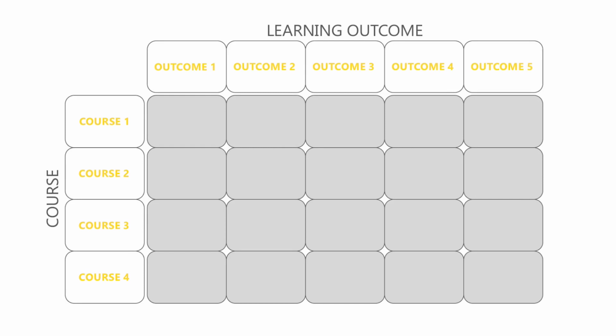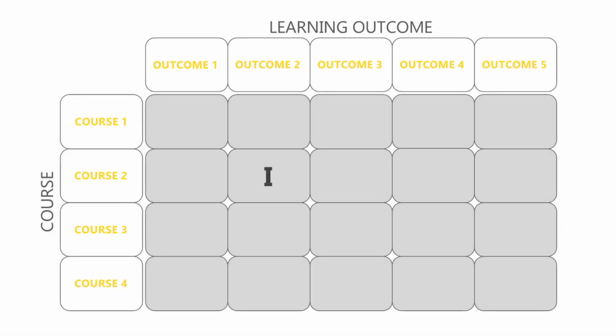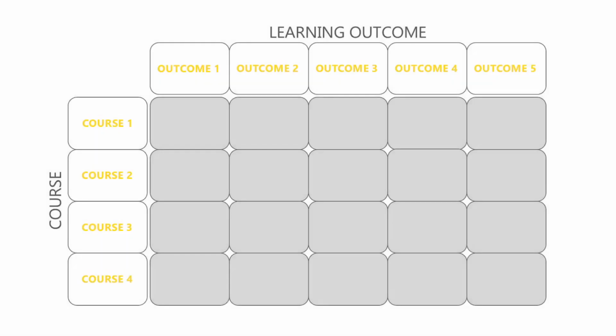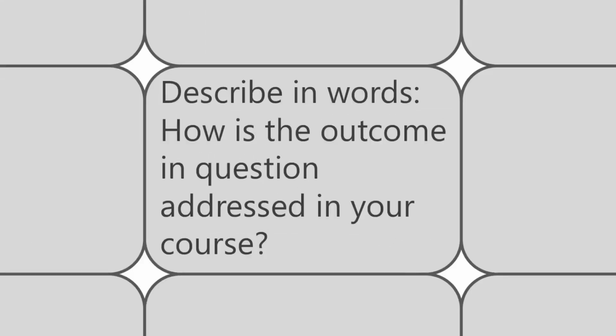At the cross section of each line, a marking can note whether or not that program outcome is addressed in that course. You can also use a few characters of the alphabet to indicate the level of development of that outcome within that course. Here are the definitions used for each character in this template. The third way to fill in the template is to describe in words how that program outcome is addressed in that course.